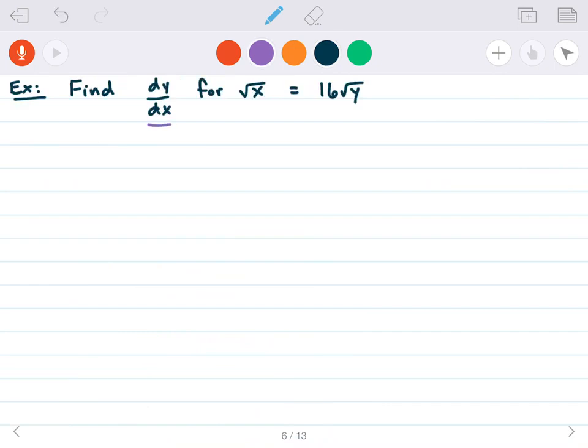Find dy/dx for the square root of x equals 16 square root of y. So right off the bat, I'm going to write this as x to the 1/2 equals 16 y to the 1/2. Well, I can differentiate both sides of this equation using the power rule. The x, I just bring that to the front, 1/2, x to the negative 1/2, boom, done. The second one, remember, this is a y, so I have to tack on a dy/dx at the end after I do the power rule.